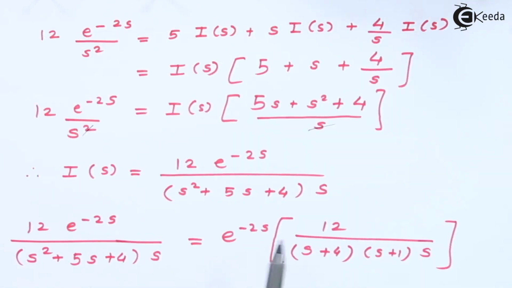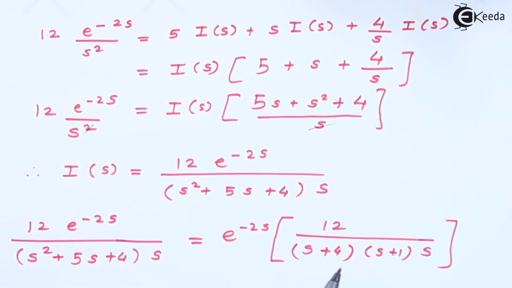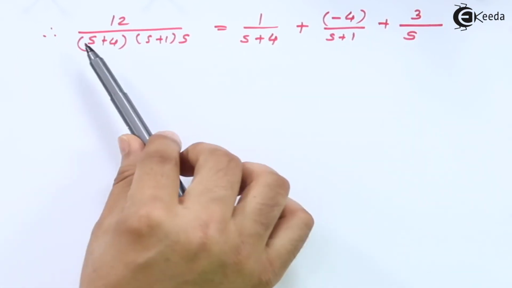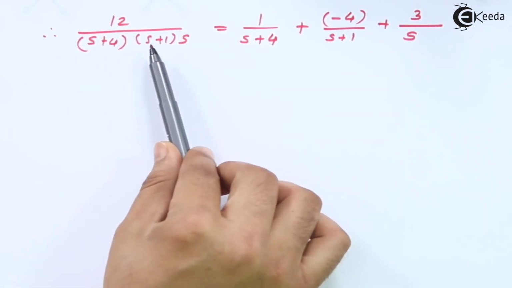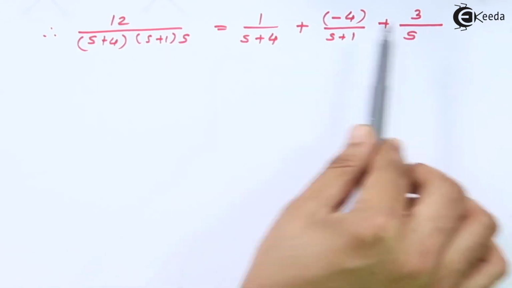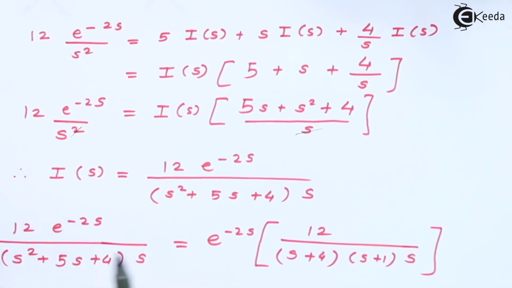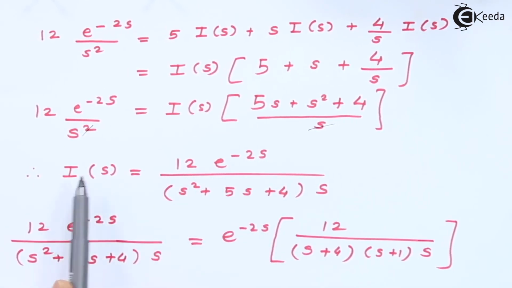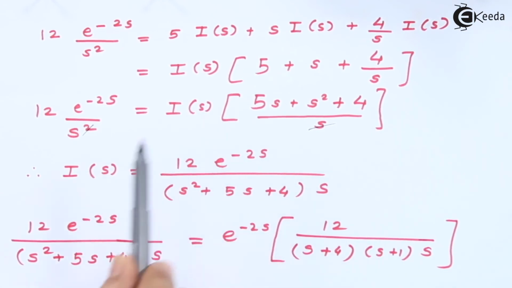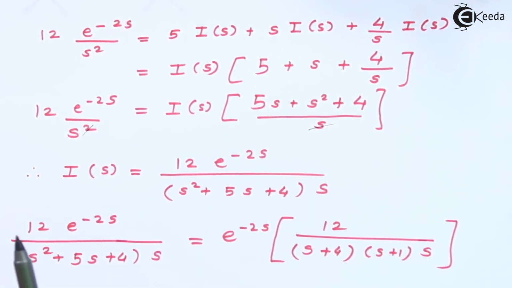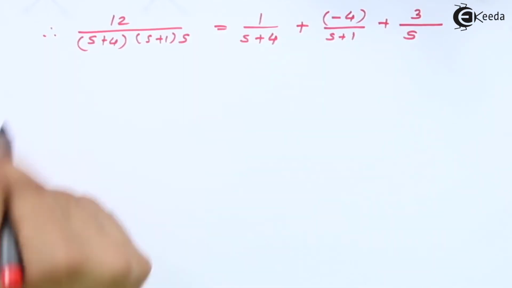The reason is, this was our initial expression, which is e raised to minus 2s into 12 divided by s plus 4 into s plus 1 into s. But if you see, we solved only 12 divided by s plus 4 into s plus 1 into s. So the e raised to minus 2s term is missing, and that e raised to minus 2s term, when we take it, it becomes I of s, and we want I of t. So we will need all these terms to get the inverse Laplace transform. So we'll write now I of s.